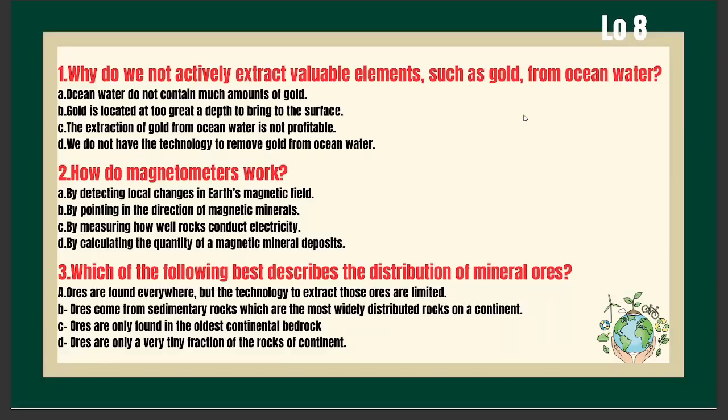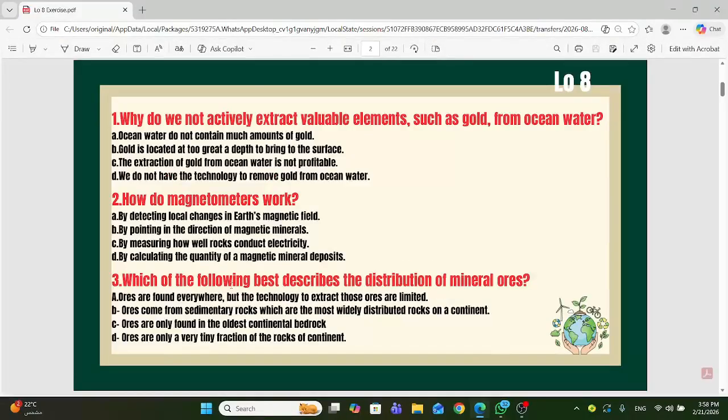أول سؤال بيقول why do we not actively extract valuable elements such as gold from ocean water؟ يا ترى ليه؟ لأن ال ocean water don't contain much amount of gold، ولا ال gold is located at too great a depths to bring to the surface، ولا the extraction of gold from ocean water isn't profitable، ولا we don't have the technology. طبيعي احنا عندنا التكنولوجيا، ولكن ال extraction of gold from ocean water isn't profitable، فبالتالي هتبقى الإجابة C. فاحنا معانا أول واحدة C.